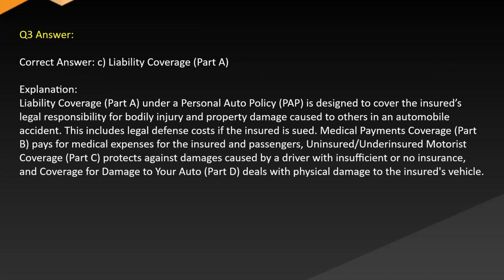Correct answer. C. Liability coverage, Part A. Explanation. Liability coverage, Part A, under a personal auto policy, PAP, is designed to cover the insured's legal responsibility for bodily injury and property damage caused to others in an automobile accident. This includes legal defense costs if the insured is sued. Medical payments coverage, Part B, pays for medical expenses for the insured and passengers. Uninsured and underinsured motorist coverage, Part C, protects against damages caused by a driver with insufficient or no insurance, and coverage for damage to your auto, Part D, deals with physical damage to the insured's vehicle.